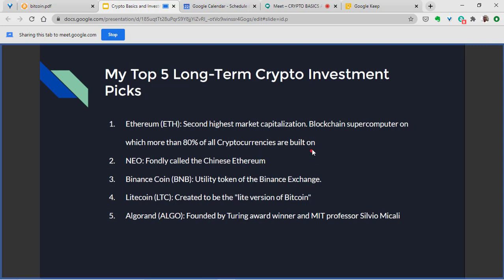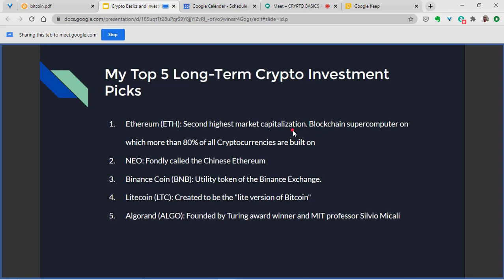I'm still looking to buy Neo, but I'm looking for a good entry. So, Ethereum, we've talked about Ethereum. If there's one coin I can advise my grandmother to invest in, it is Ethereum. You understand? Second highest market capitalization.